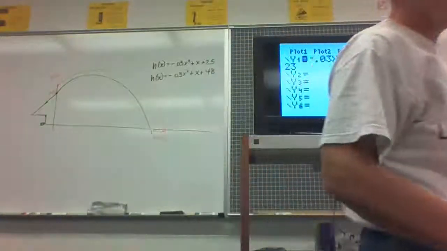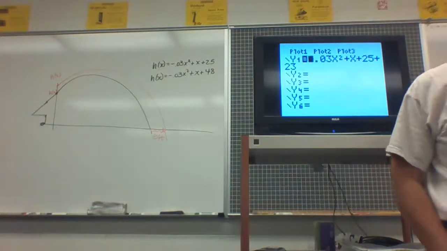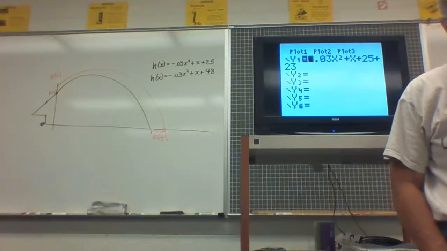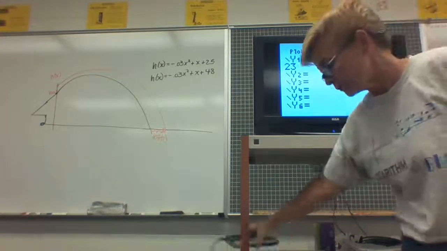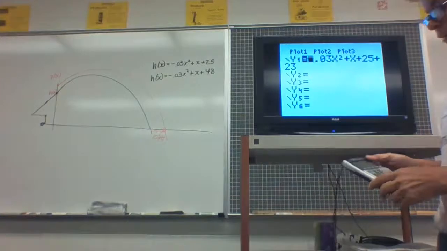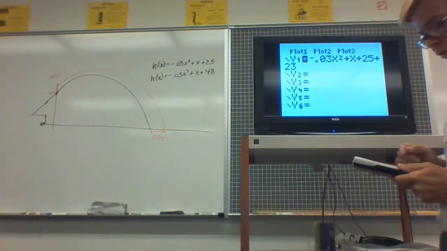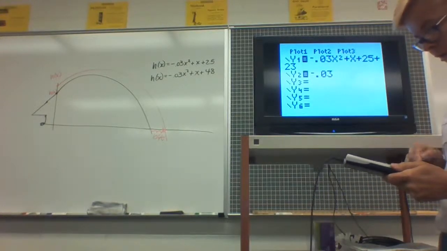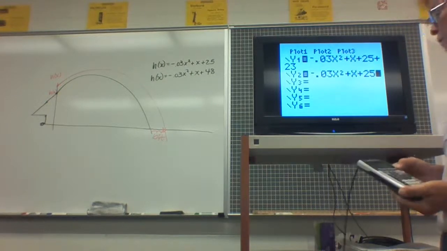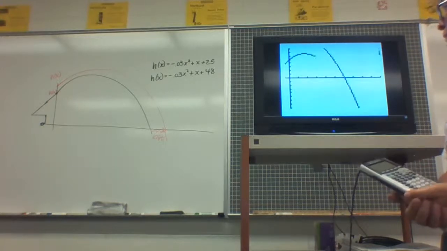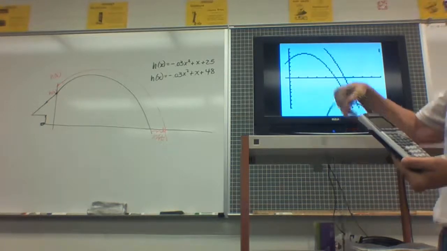Now you might think, do firemen actually do that? No, they don't. This is for you, but this is a way in the graph. I've got this graph right here. Just really quickly, let me graph the original. I'll show you the difference. Negative 0.03x squared plus x plus 25. This is the original. So let's compare the graphs. Here's the original right there. This is the augmented one.